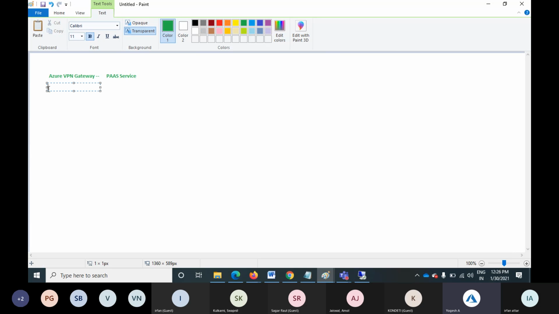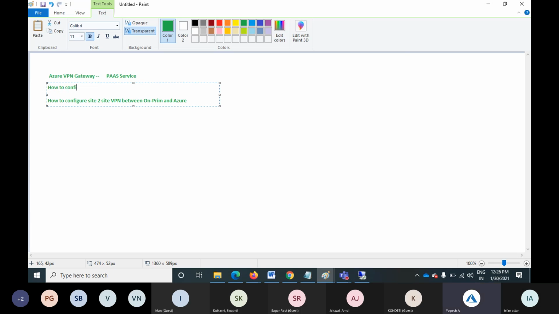Then we'll understand how to configure site to site VPN between on-prem and Azure. Okay, so this is the first scenario, or before that we can have one more scenario.